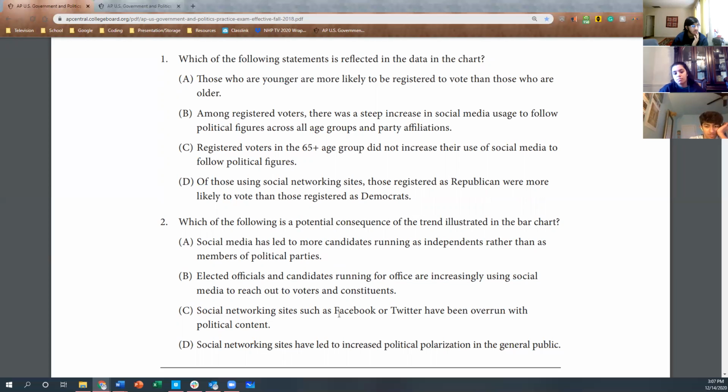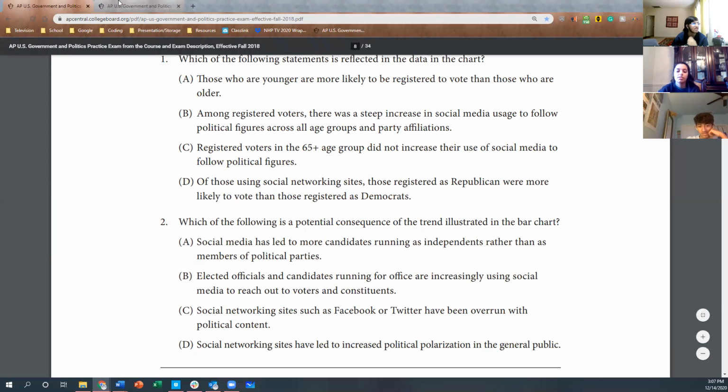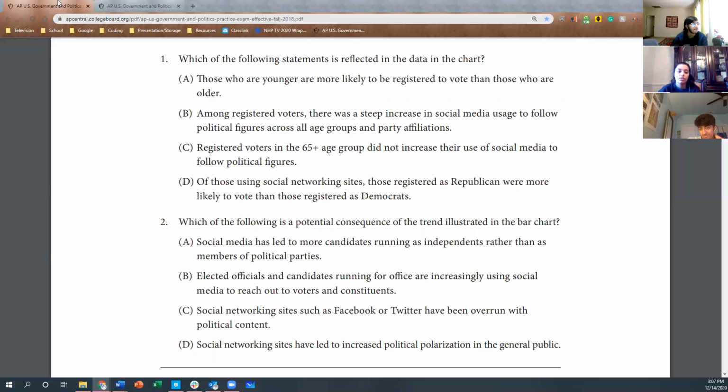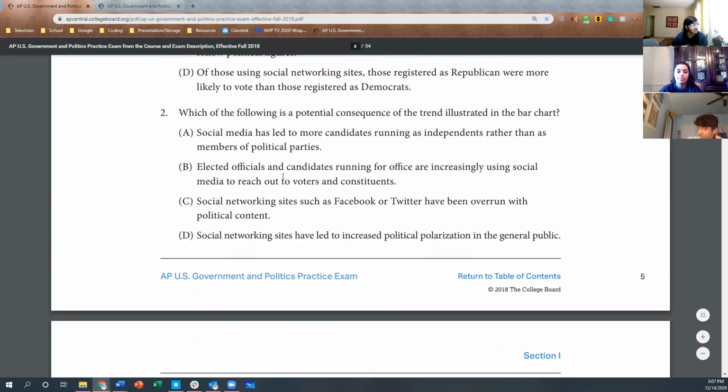Social networking sites such as Facebook or Twitter have been overrun with political content. Not necessarily true. Increased political polarization could be true, but I think B is the better answer. B makes the most sense. Let's see. Yes, good. Okay. Cool.